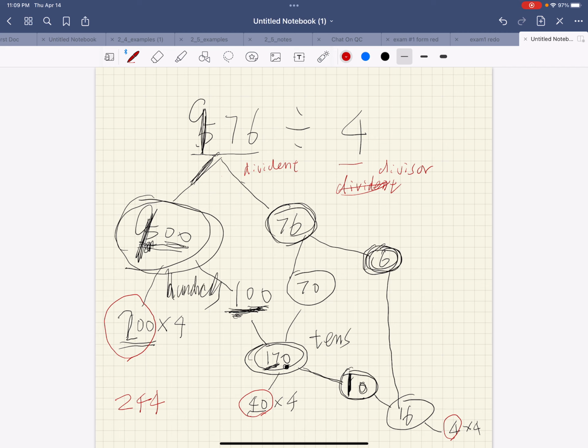So we want to do it as quickly as possible. You can call it a kind of speedy way to take out as many divisors as possible. So this is the idea behind long division.